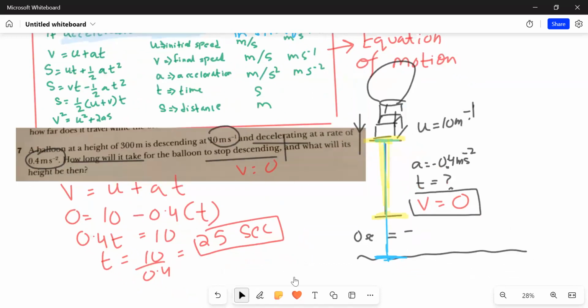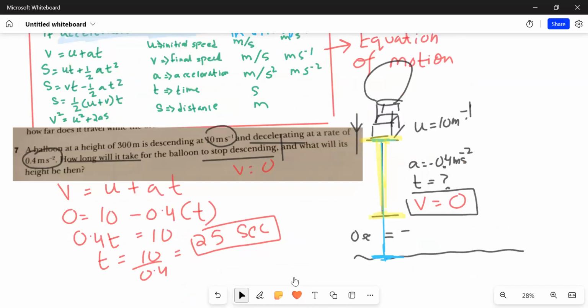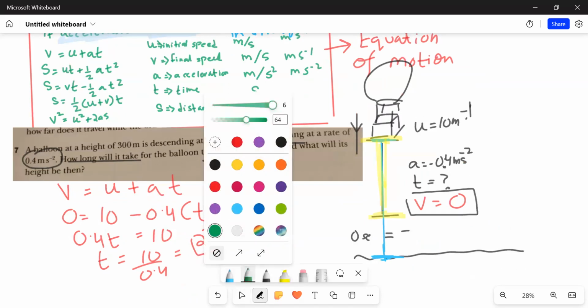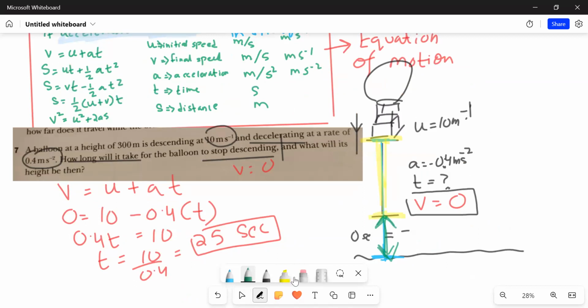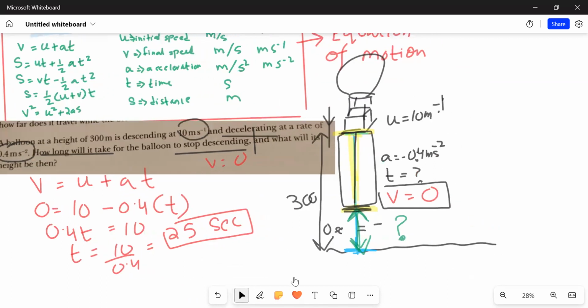Okay. The next part says, and what will its height be then? So what would be its height? That means you need to find this distance. The total distance is 300. You'll find this distance by finding the distance in this region first, and then we will subtract that from 300. We know this is 300 from here till here, and we have enough information to find the distance in this region. Then we subtract it from 300 and we get the height of the balloon.